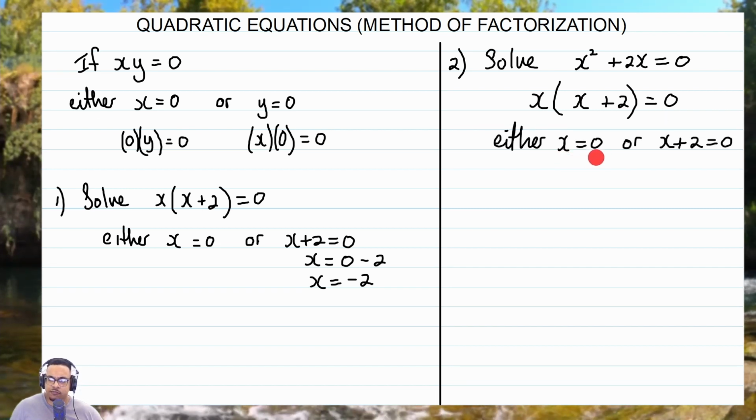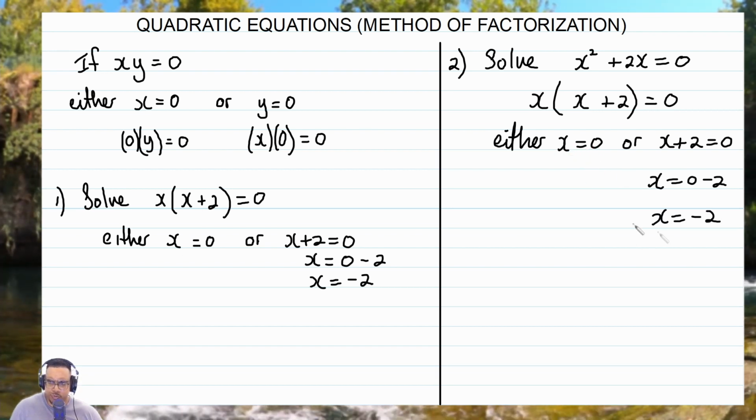Here we already have one of the answers. We just need to solve this one to get the answer here. So I'll have x is equal to 0, take away 2, and x is equal to negative 2. So again, my answer is x is equal to 0 or x is equal to negative 2.